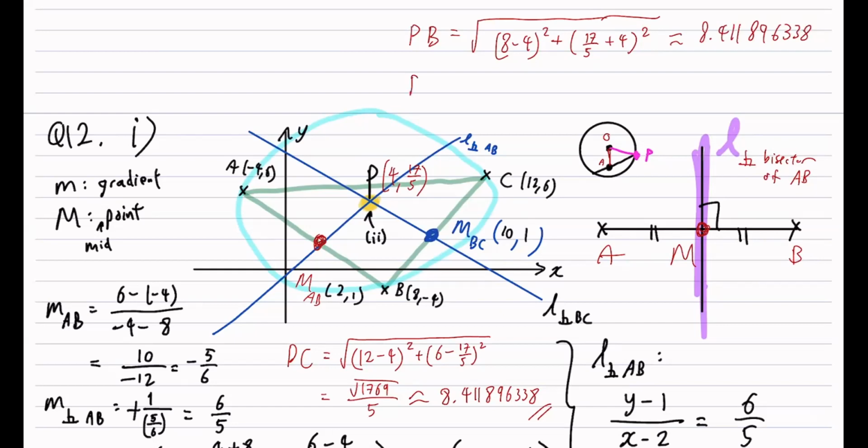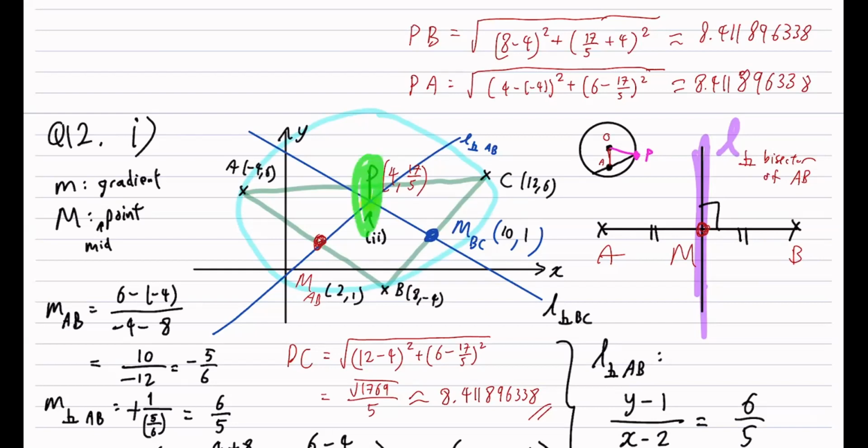You can also verify with PA. Is it the same? Okay, yeah. So that's why you can find the coordinates of the center. So that's how you find the radius. You just identify the center and then you find a point on the circumference.